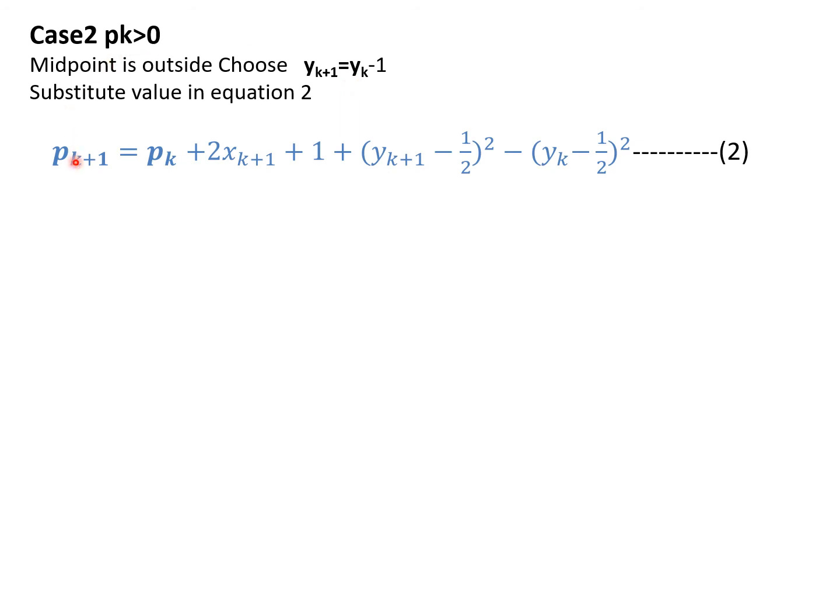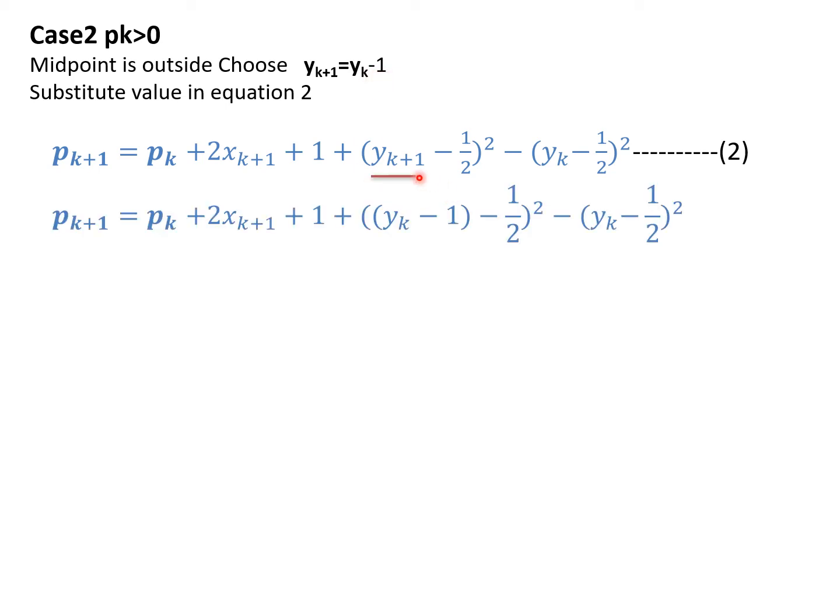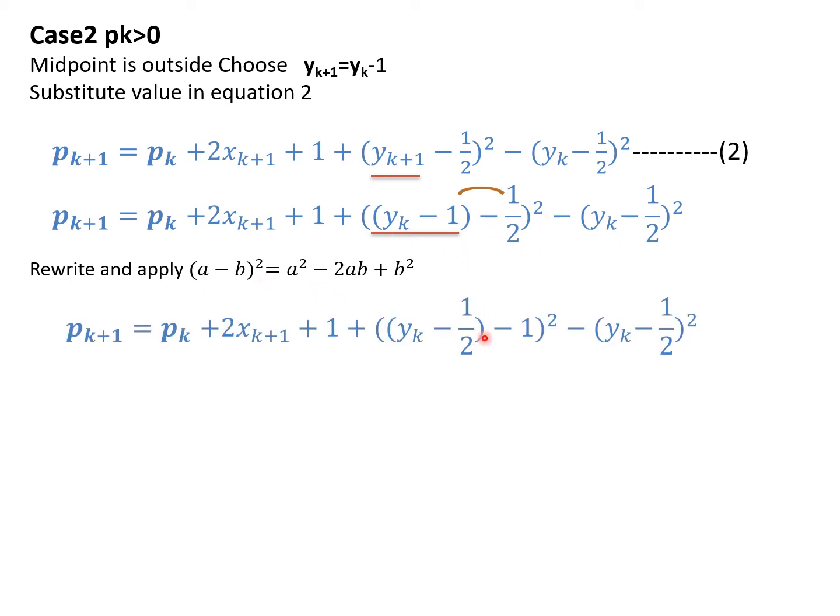Let us take the second case. What happens when the midpoint is outside the circle? We choose the lower point, which is yk minus 1. So in this case, for the next decision parameter calculation, we substitute the value of yk minus 1 for y, and we get this. Now this yk minus 1 minus half, we rearrange this term so that yk minus half over here gets cancelled with the yk minus half over here. So we'll swap these two positions, and then we use a minus b whole square. We'll apply this equation over here, and then we expand this term.